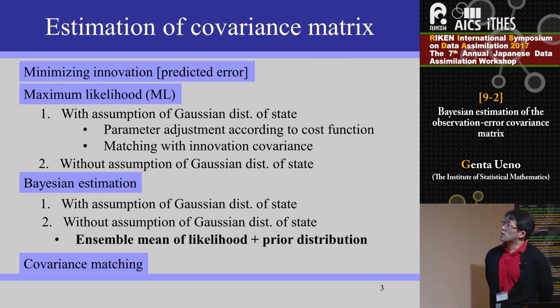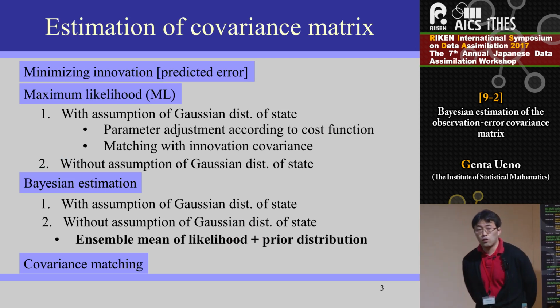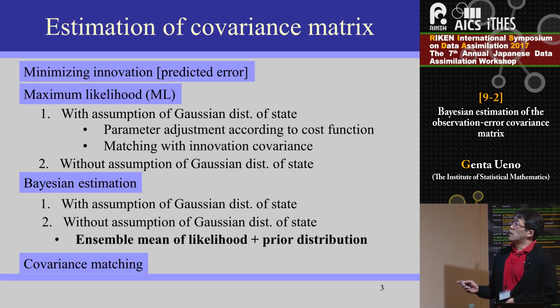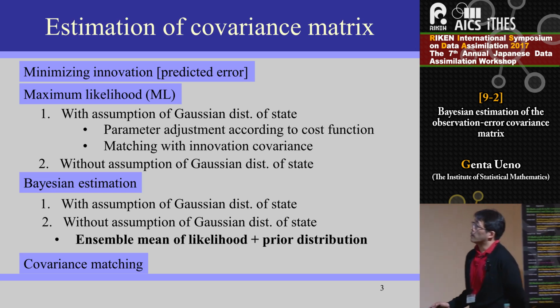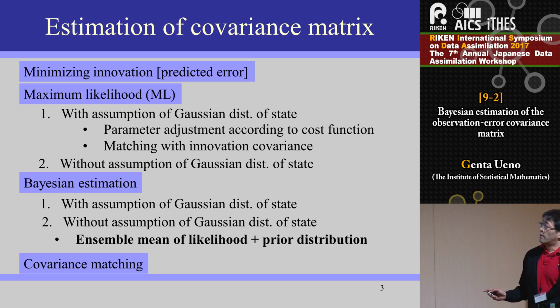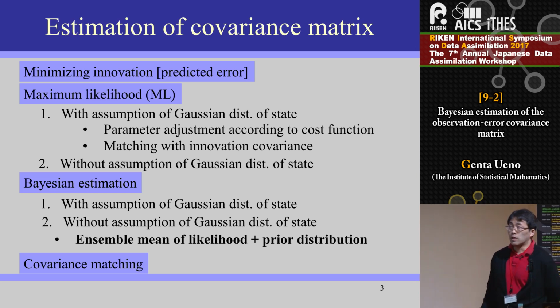So this shows our review of former studies for estimating covariance matrices. The former studies are roughly classified into four. The first one is minimizing innovation to obtain the optimal covariance matrix. The second one is the maximum likelihood. The third one is the Bayesian estimation. The fourth one is the method called covariance matching. Among those four methods, maximum likelihood or variants based on maximum likelihood are widely used, I think.